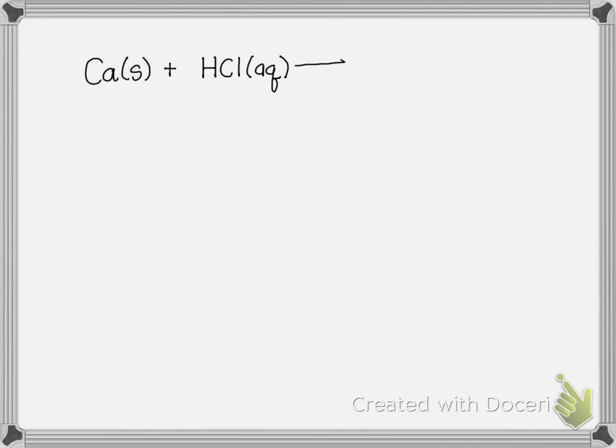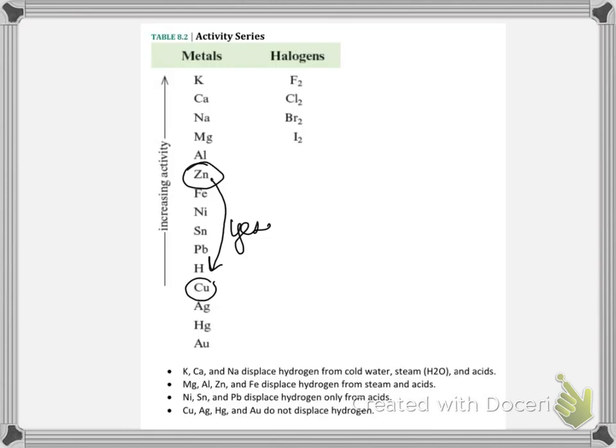Now, this is single replacement. Again, there is a single element. Calcium is just an element. And so calcium is a metal, so it is going to try to displace, in this case, whatever's in the front, and it's hydrogen. Now, if we look back at our chart, let me erase this off. Calcium is up here, and hydrogen is down here. So calcium will definitely displace the hydrogen.